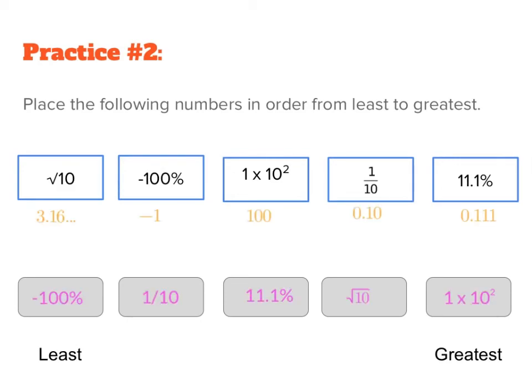How did you do? Were you able to put all the numbers in order from least to greatest? Make sure that the negative was all the way to the left and all the positives were to the right. I hope that you've got all the answers that match mine. If they don't, go ahead and make sure that your paper looks like mine now. And let's go on to practice number 3.